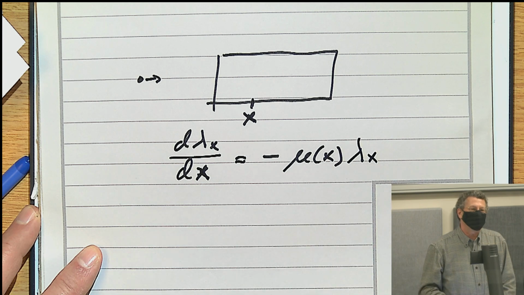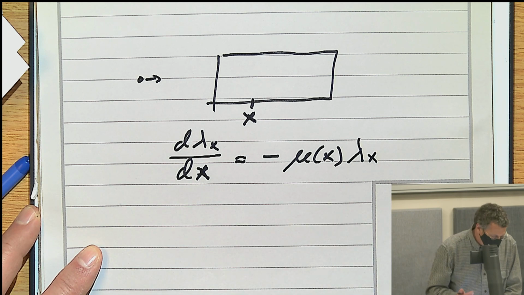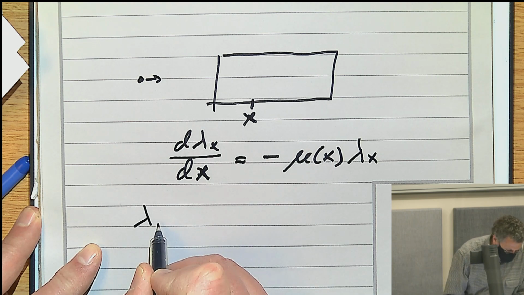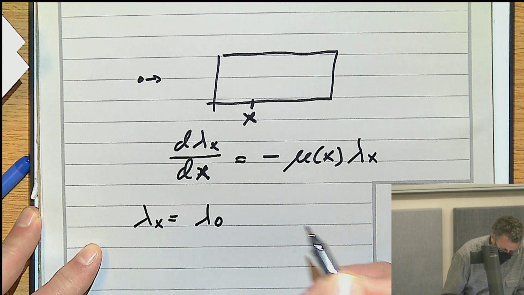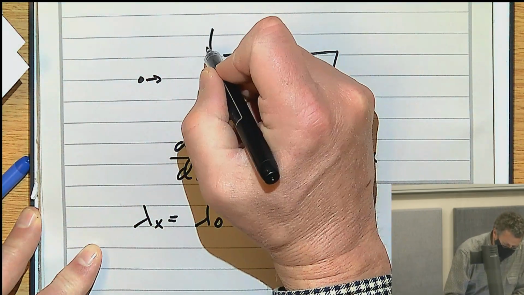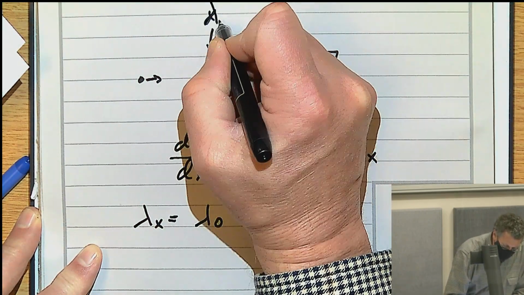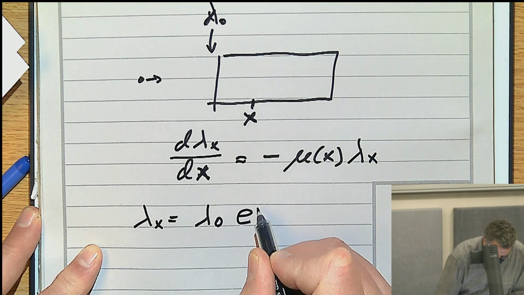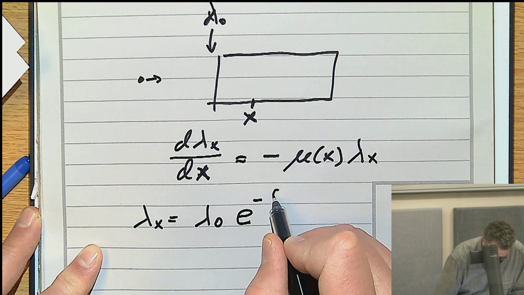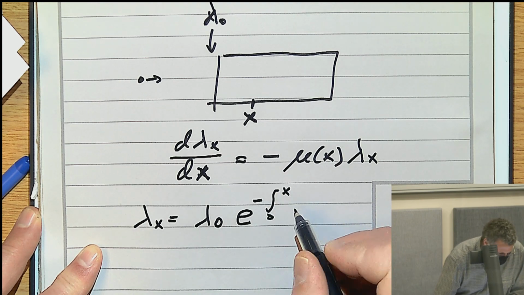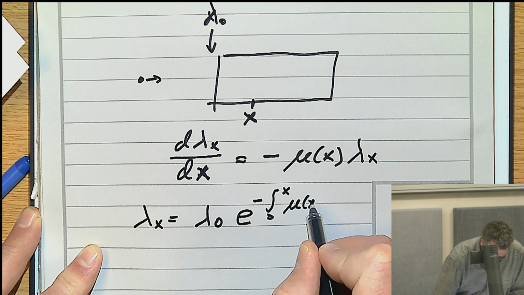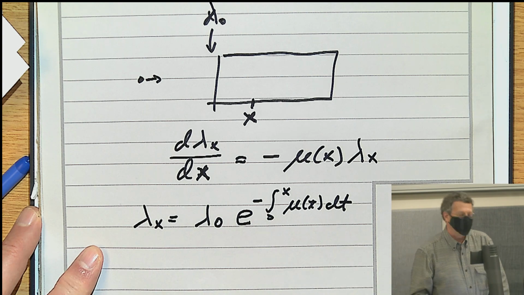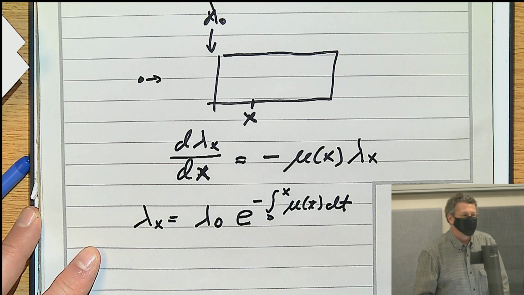And it turns out you can integrate this differential equation. And by integrating the first equation, you can solve it. And it's easy enough to show that the solution is lambda x is equal to lambda 0, where lambda 0 is the number of photons you have when you start, times e to the minus the integral from 0 to x of mu t dt. T is just a dummy variable. It's not time. Maybe I should use some other variable like tau. It has nothing to do with time.